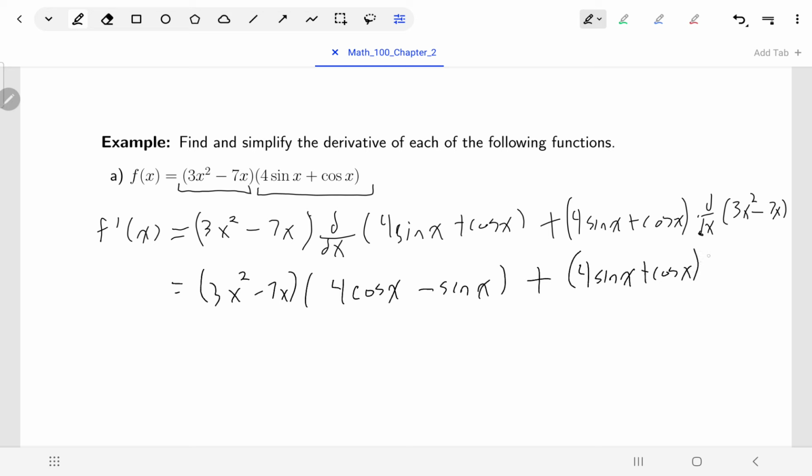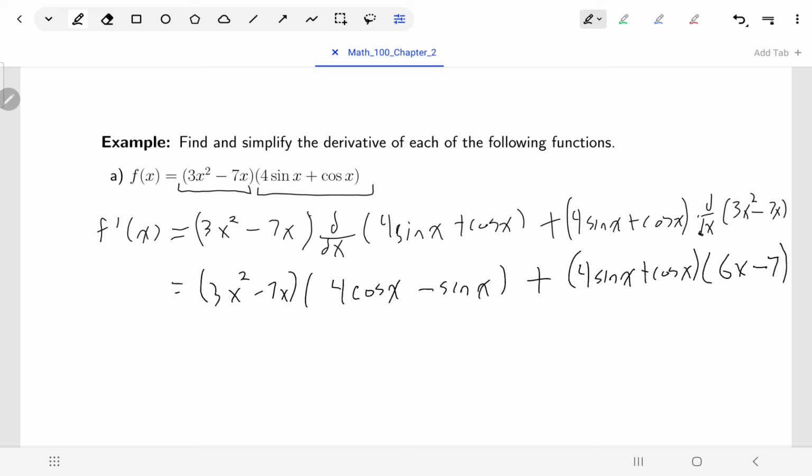And then for the second part, the derivative of 3x squared minus 7x. For the derivative of 3x squared, the 2 comes down, and 3 times 2 is 6. When I reduce the power by 1, 2 minus 1 is 1. Minus 7x: the derivative of x is just 1, so the derivative of 7x is just 7.